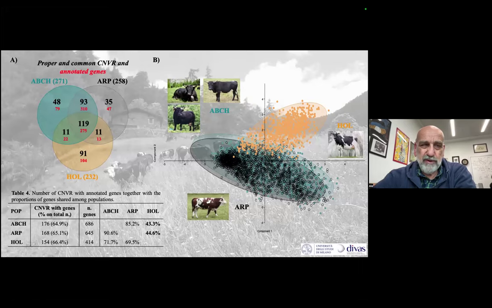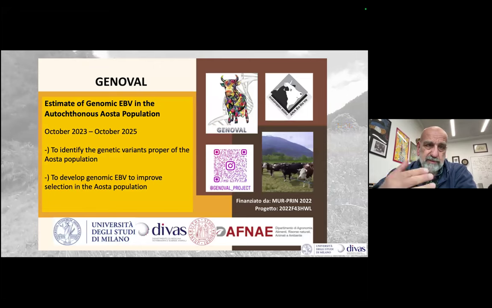The interesting thing is that this was done with the SNP chip, but we want to shift to using whole genome sequence of individuals. We are trying to make this shift with a project that just started, the one where Francesca is also involved. That's related to the estimation of genomic ABV in the autochthonous Aosta population.